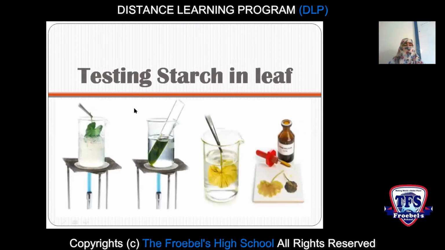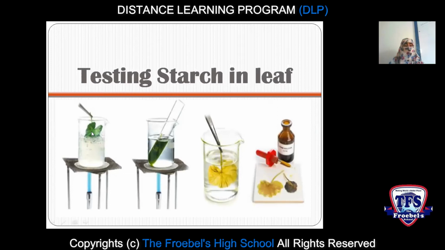For testing starch, you have to go through a few steps. Number one, take a leaf, dip it into boiling water, and boil for 2 to 3 minutes. What is the purpose of this boiling? The purpose of boiling is to stop the chemical reactions going on inside the leaf, to denature the enzymes, and to make the leaf more permeable.